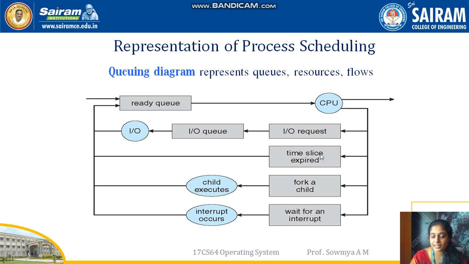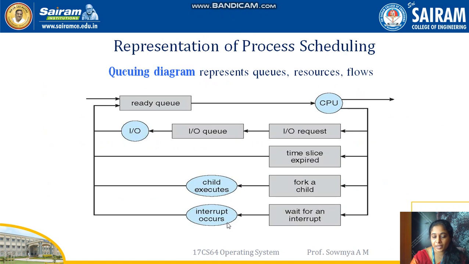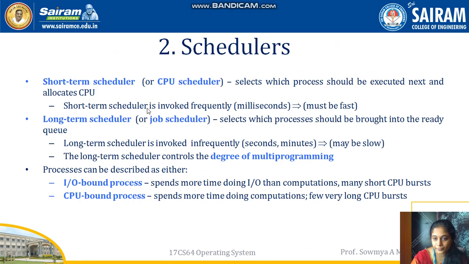If it is a time sharing based CPU and the time slice expires, the process goes back to the ready queue. If a fork creates a child process, then the parent process will wait until the child is executed, and then it will go back to the ready queue. Next one is wait for interrupt. Whenever an interrupt is generated by another process, the process waits for the interrupt, and once the interrupt occurs it goes back to the ready queue.